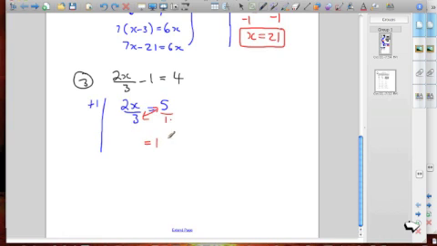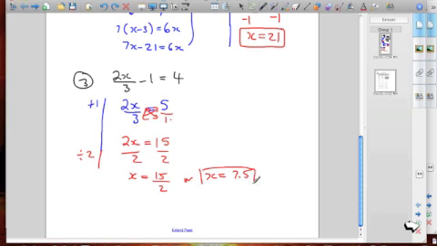3 times 5 is 15. I'm putting it on the left, on the right, just so the numbers are there. 2x times 1 is 2x. Divide by 2. X equals 15 over 2, or if you really want to, x equals 7.5. But please do not change anything into a decimal unless it's decimal 5, decimal 25, something that's really, really straightforward.